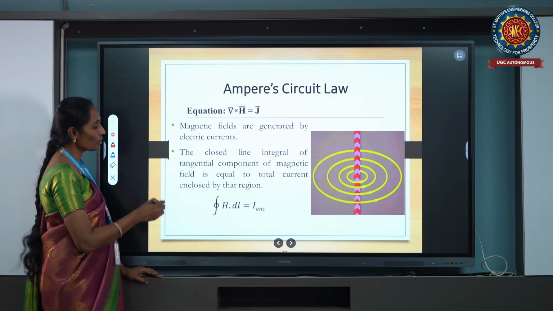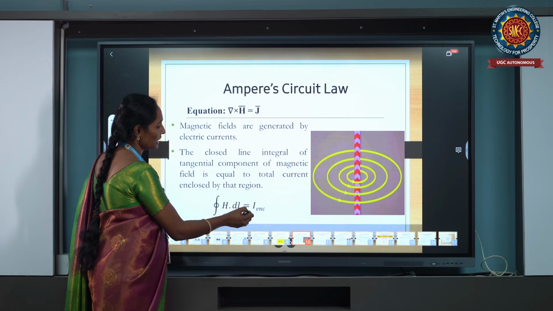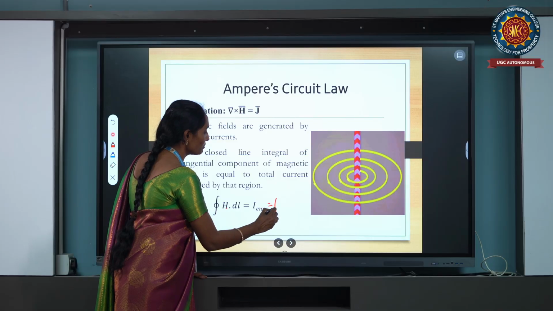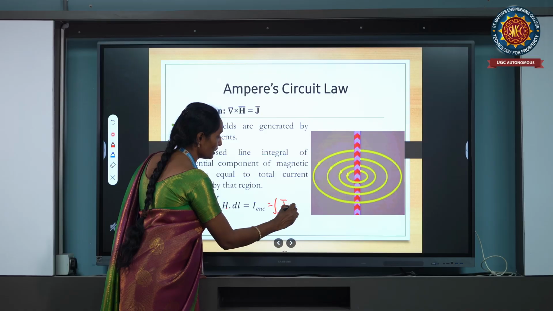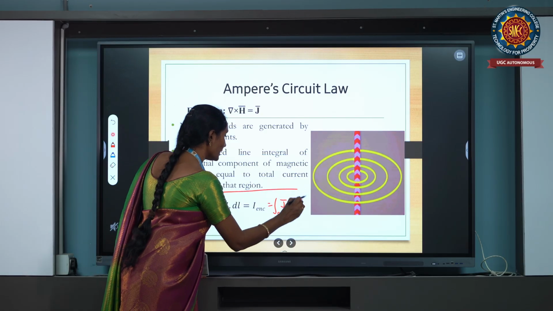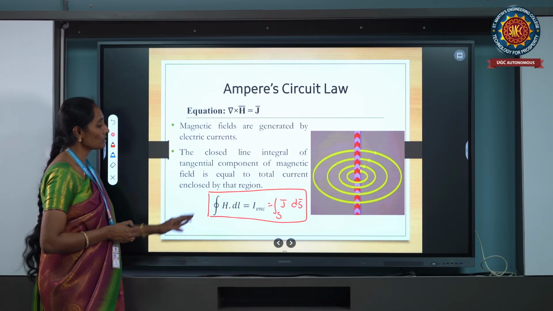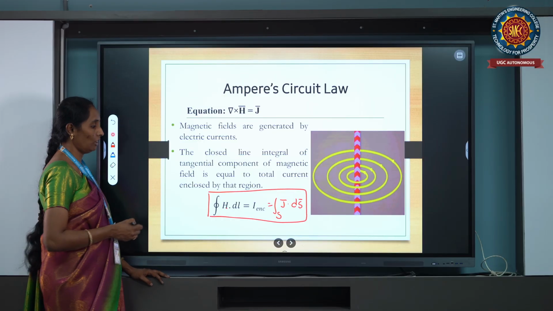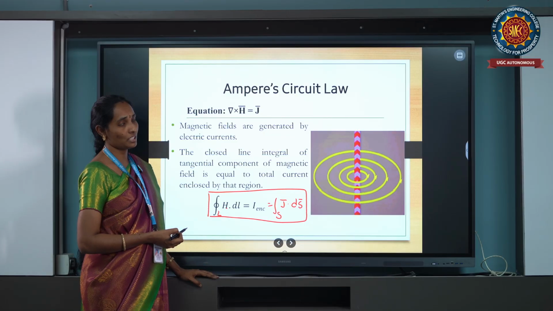I will explain how the Maxwell equation is derived. The closed line integration of H bar dot dl bar is equal to I enclosed, which is represented in terms of current density, that is the surface integration of J bar dot ds bar. This is the integral form of Maxwell's fourth equation. By using this integral form, I derive the differential form. Here this is the line integral, and this is the surface integration.